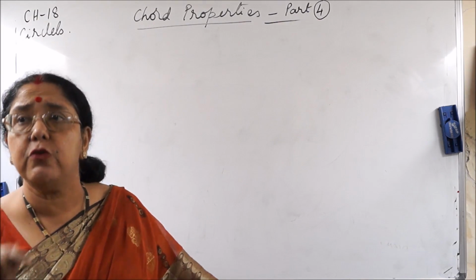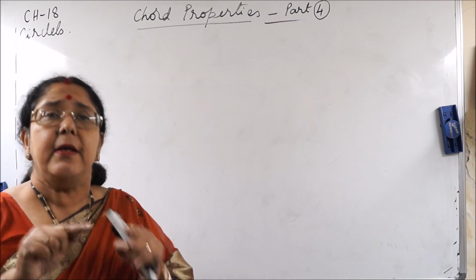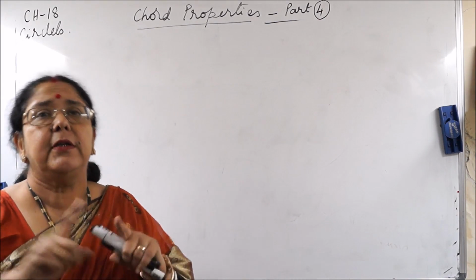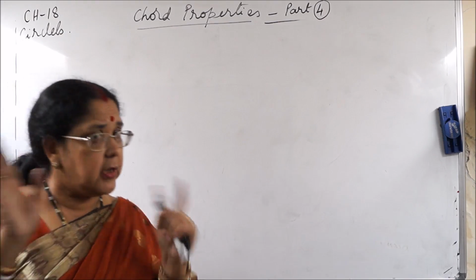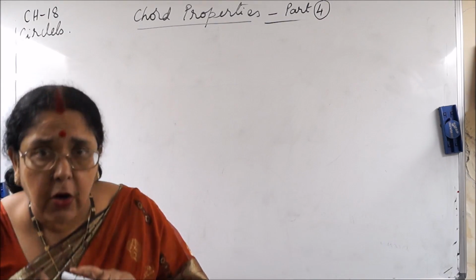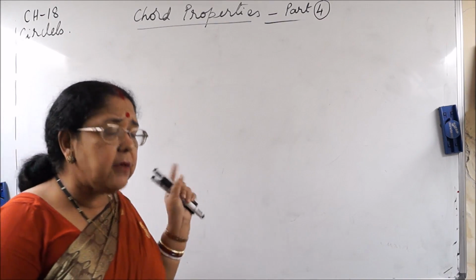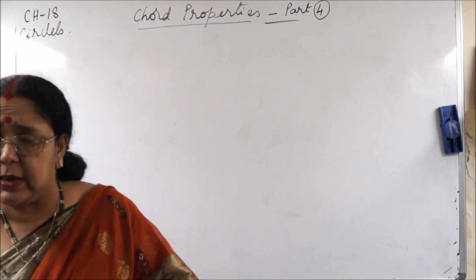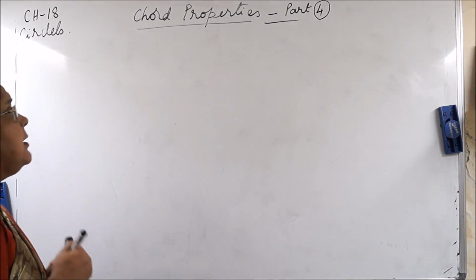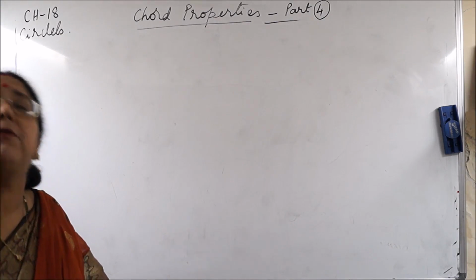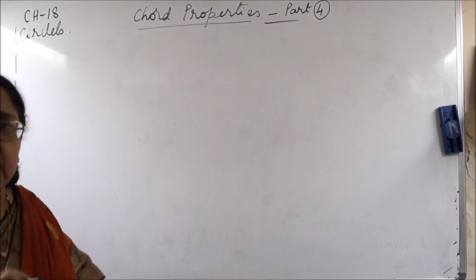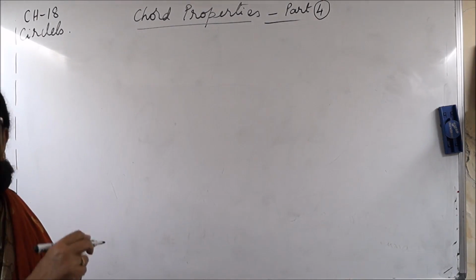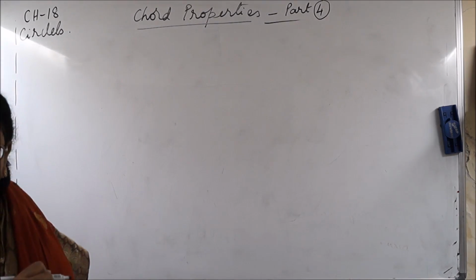So that means if you know that the chords are equidistant from the center of the circle, then you can conclude that the chords are equal. So can you understand now the converse part of it? So earlier we have learned equal chords are equidistant from the center of the circle. Now we will learn that chords which are equidistant from the center of a circle are equal. Okay, so here we know the chords are equidistant. We will verify whether the chords are equal or not.